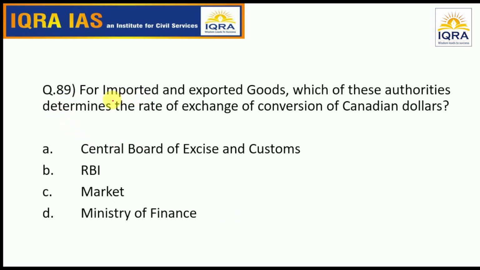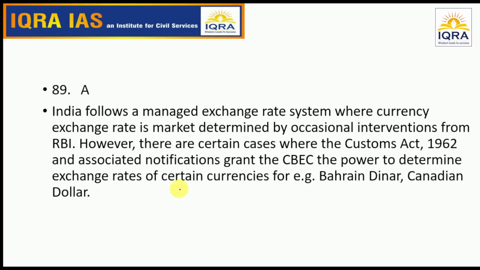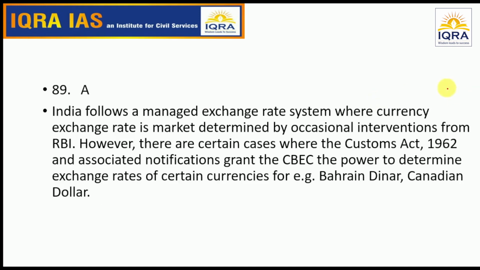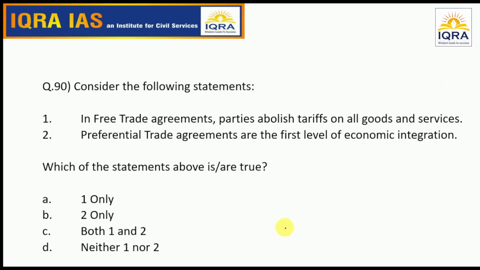Question number 89. For imported and exported goods, which of these authorities determine the rate of exchange conversion of Canadian dollars? Okay, just an exceptional question out here, where in general, when we talk about which authority determines the exchange rate and conversion, it is in general RBI, but there are certain exceptions to this, like Canadian dollar is there, where CBEC is involved, Central Board of Excise and Customs. So you can look at this part and you'll get the answer to this.